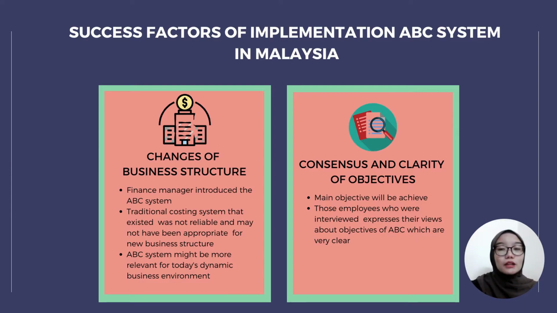And the last one, we have the consensus and clarity of the objectives. This is because the main objective will be achieved if we focus on the clarity of objectives. Those employees who were interviewed in the company expressed their views that the objectives of ABC are very clear.